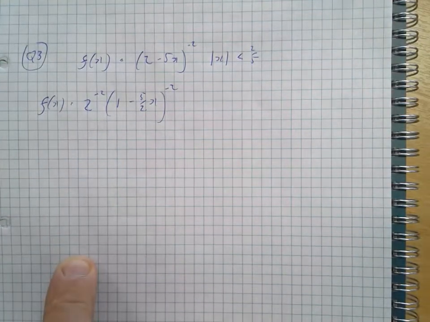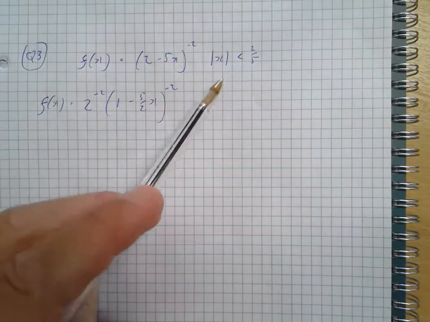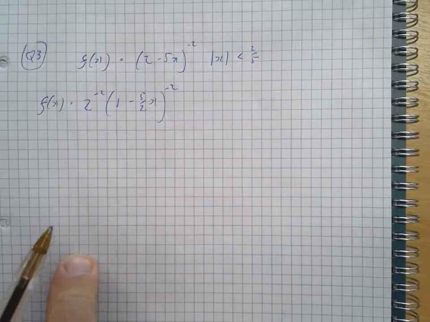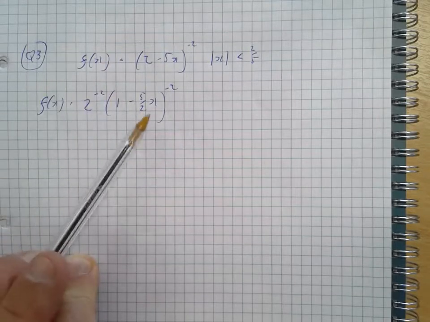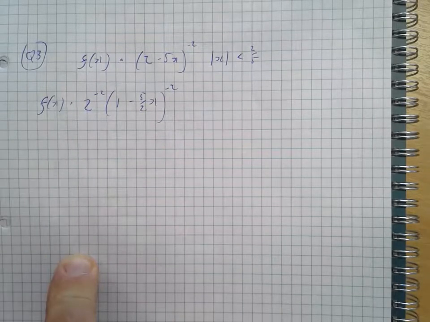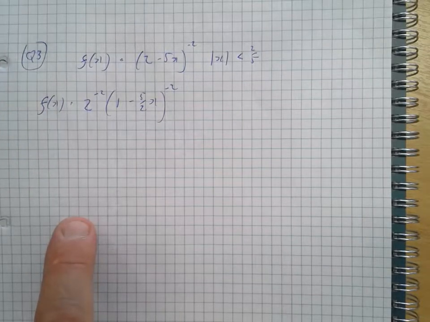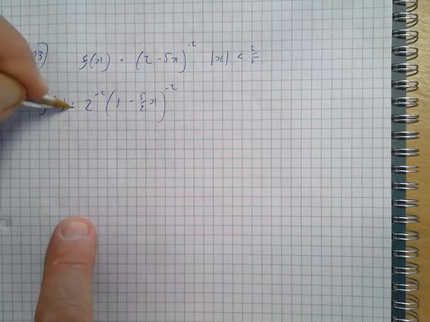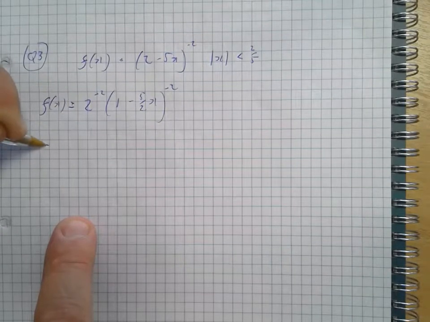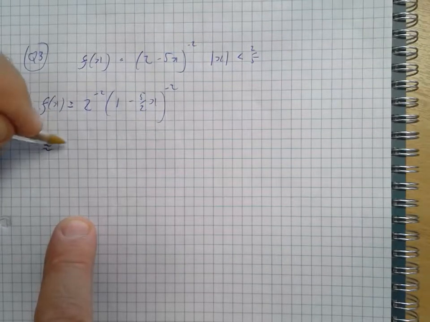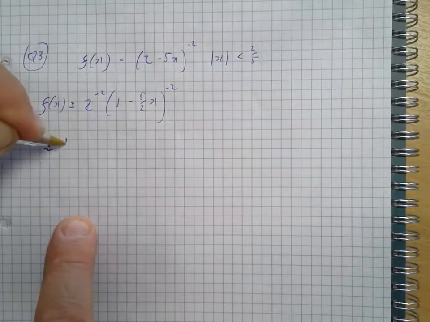That's looking a little bit more hopeful now, particularly since the modulus of x is limited to being less than 2/5, so that means that the modulus of the second term will be less than 1. So the second form of expansion can be used. So 2 to the power of minus 2 is 1/4.